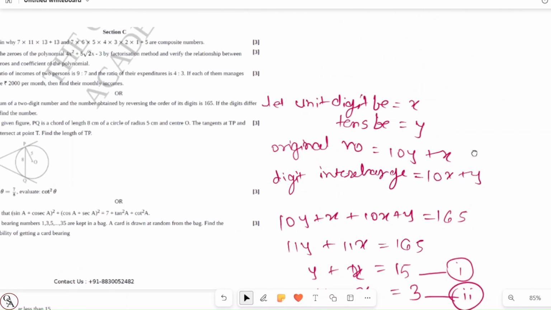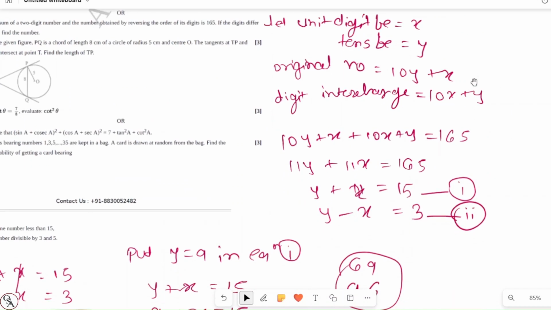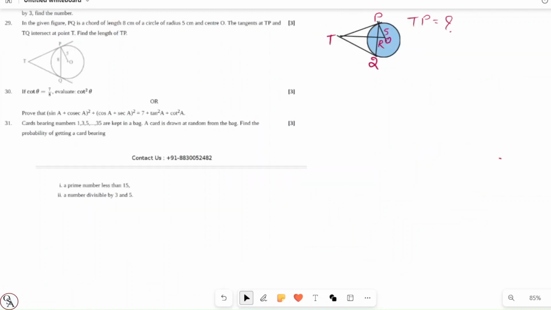See, the original number, if I write it down here, I will get the number either as 96 or as 69. Okay, I hope you understand this question. We will move forward to the next question.